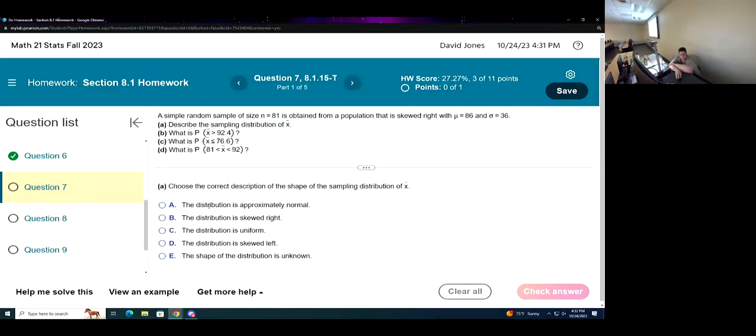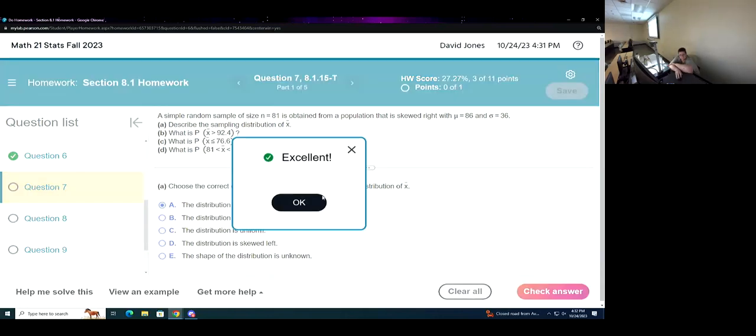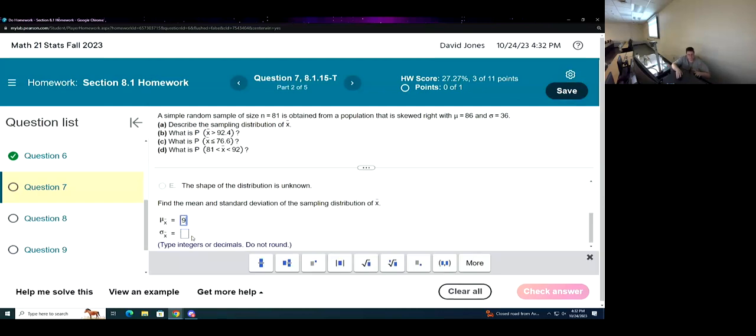So the distribution is approximately normal. Oh, we already found the mean and standard deviation. I jumped ahead. It didn't say it up above, but I got 86 and 4.